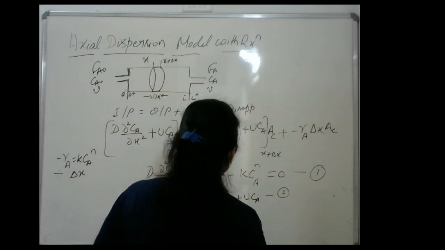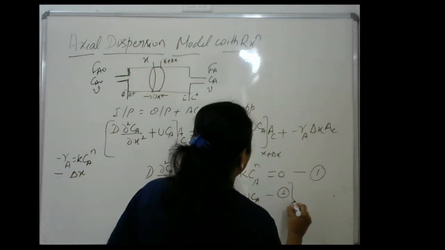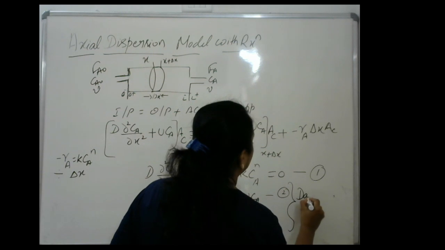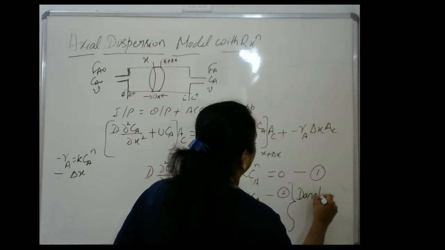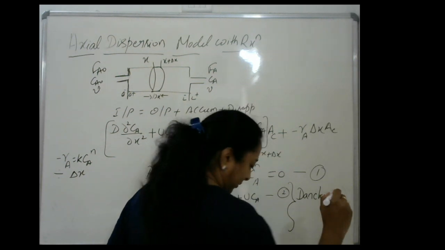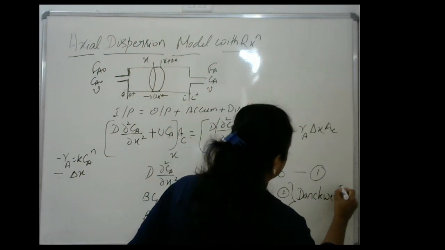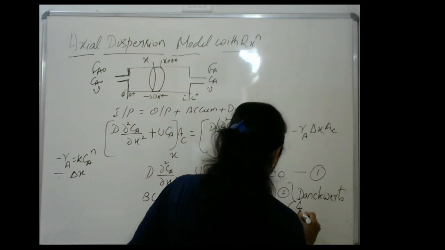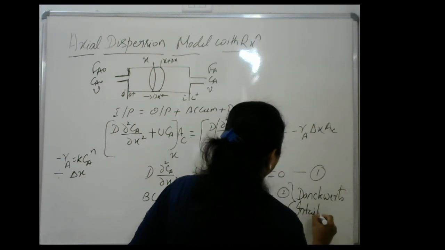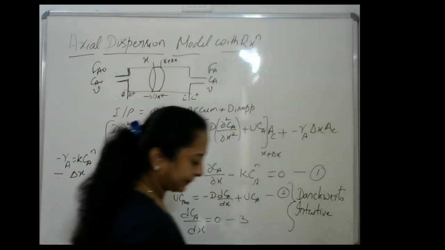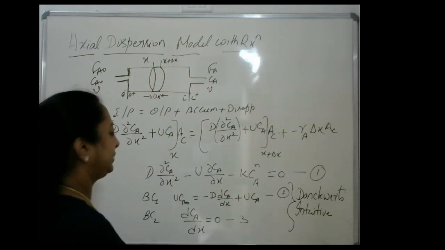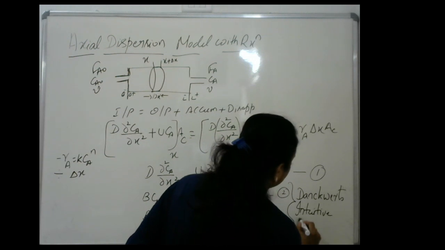So this is the second boundary condition, and these are called the Danckwerts boundary conditions.